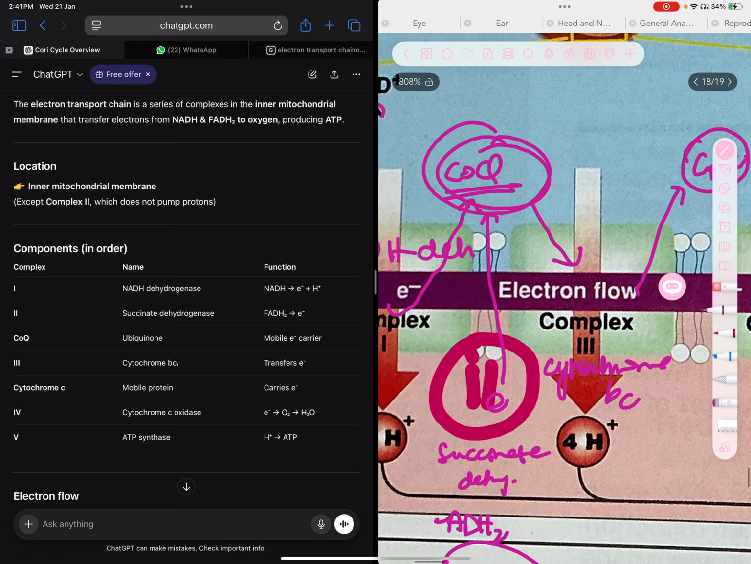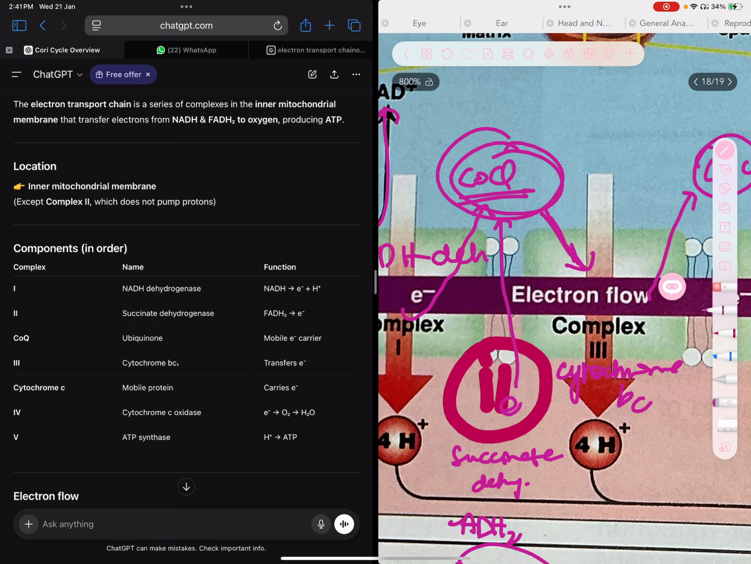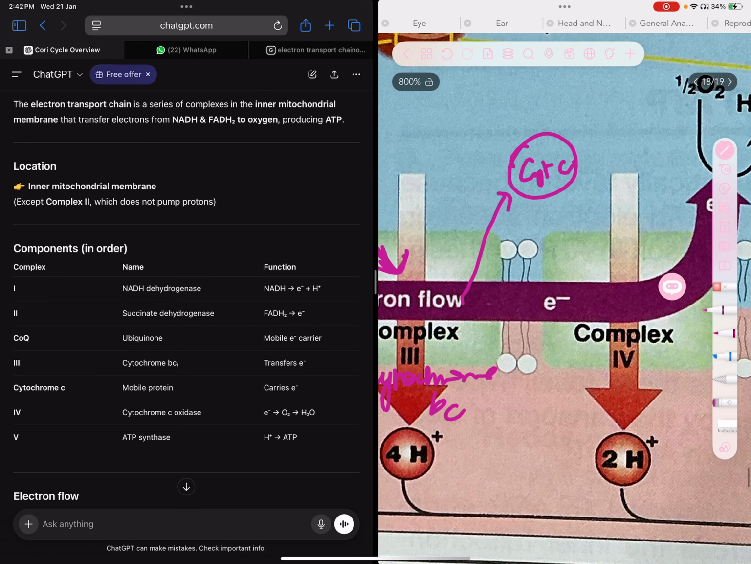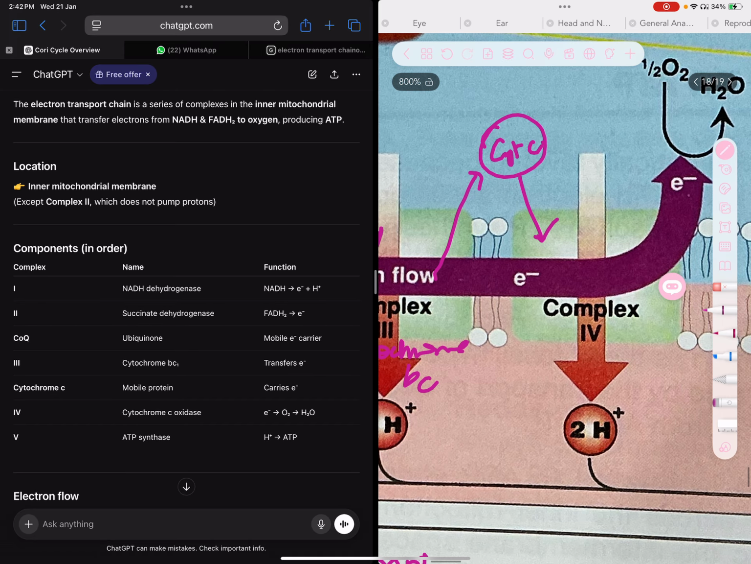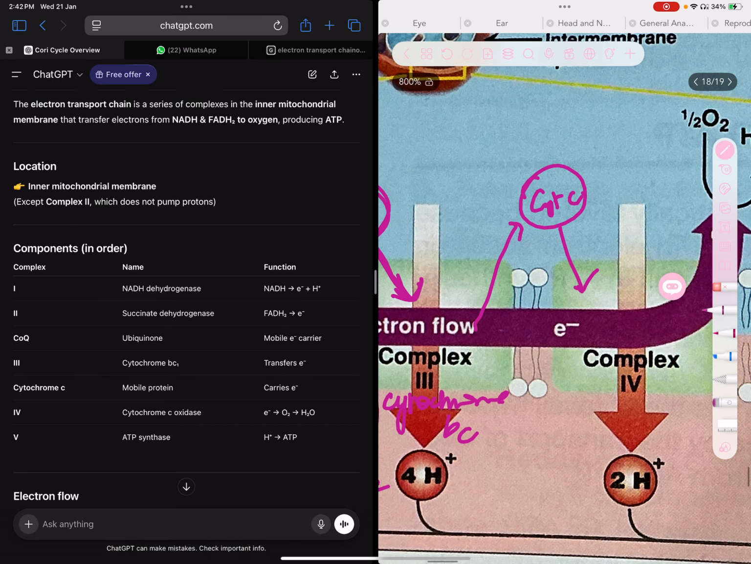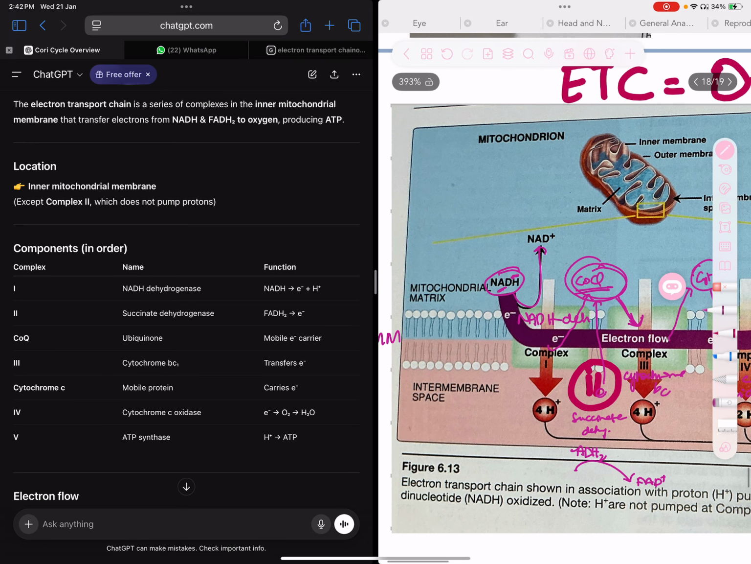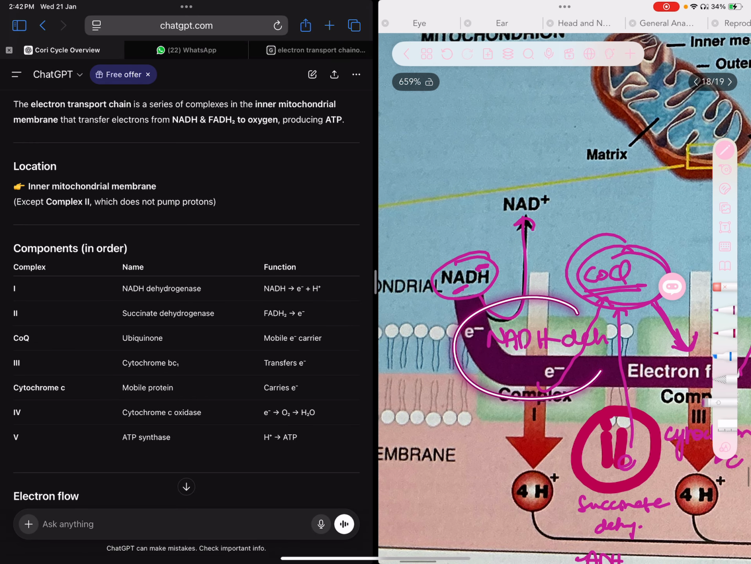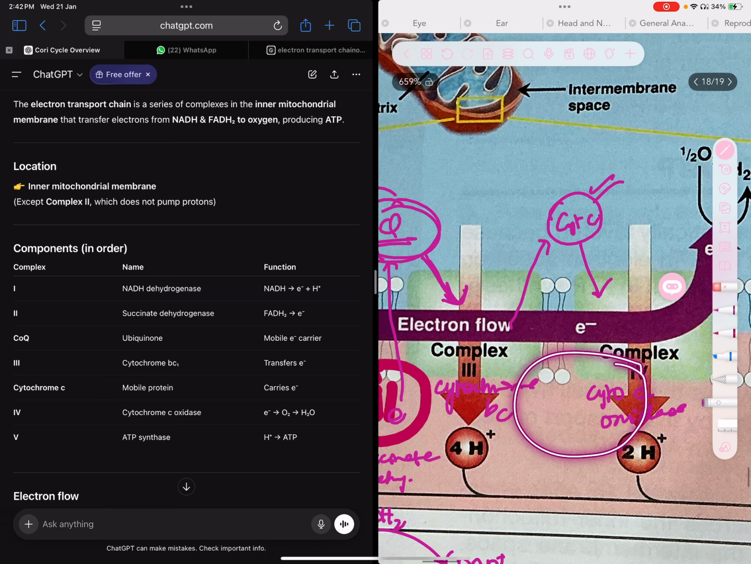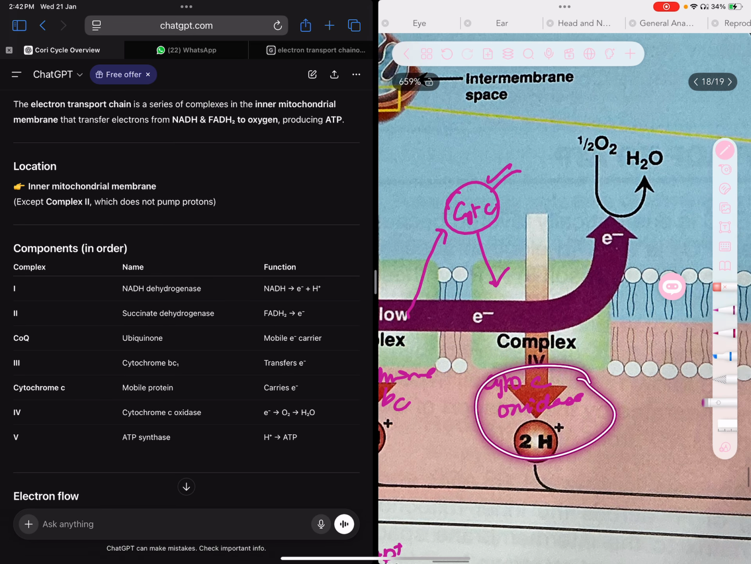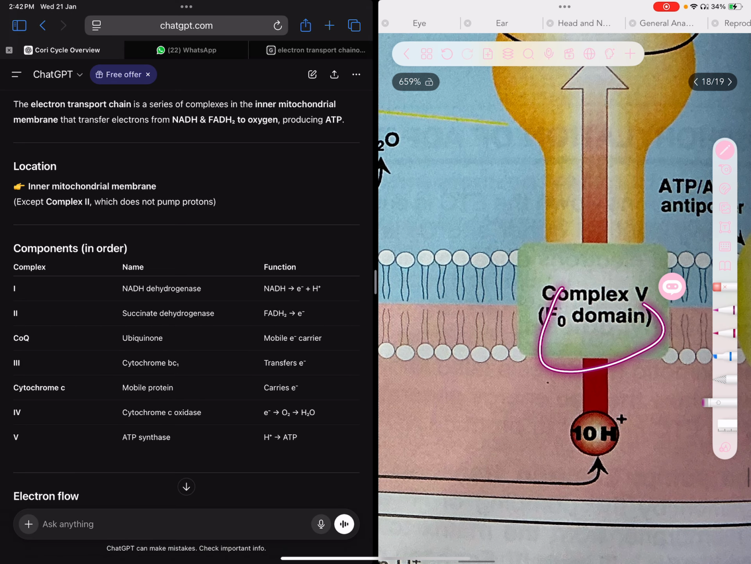So where are those electrons coming from? They're coming from coenzyme Q, right? So they will be sent to cytochrome c. Cytochrome c will carry them to complex 4. Since this was cytochrome c, complex 4 is cytochrome c oxidase. So I hope you can recall: the first was NADH dehydrogenase, the second is succinate dehydrogenase, the third is cytochrome bc1, the fourth is cytochrome c oxidase, and the fifth is ATP synthase.